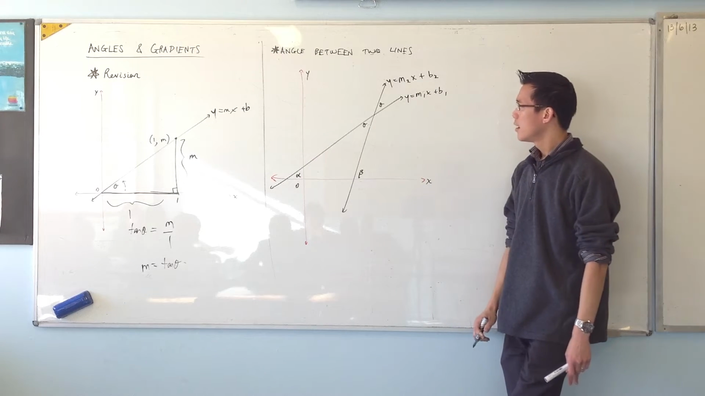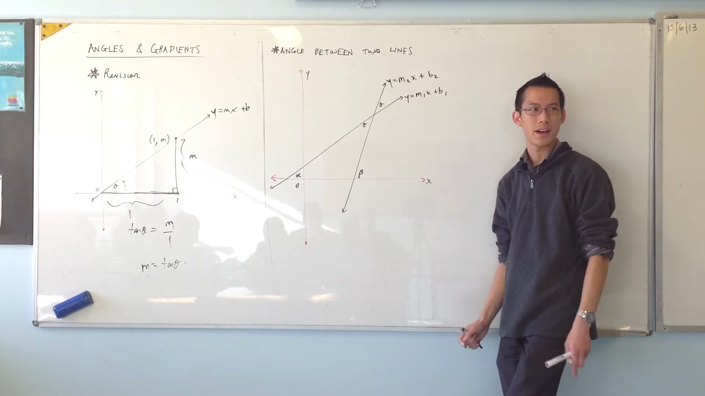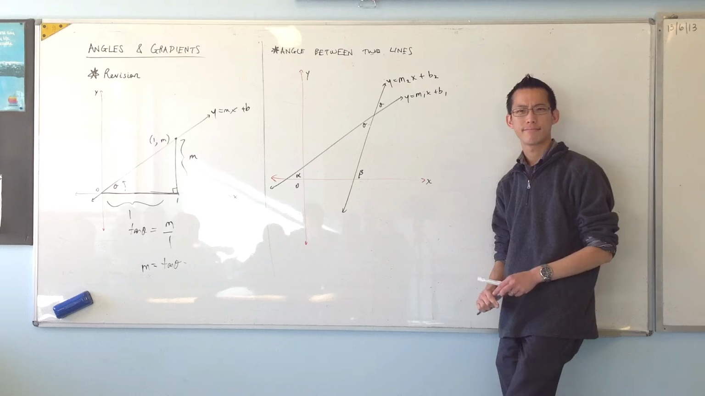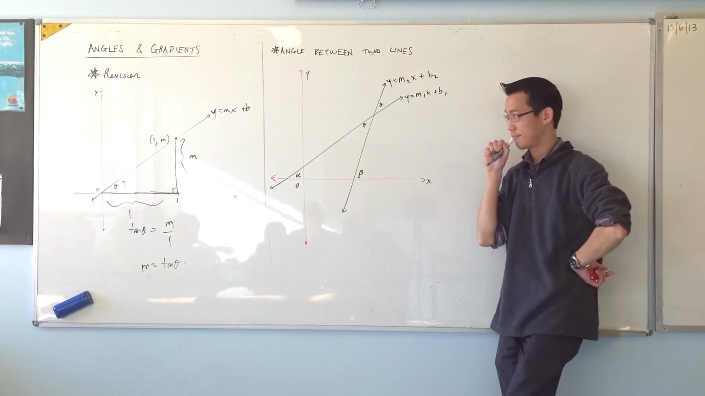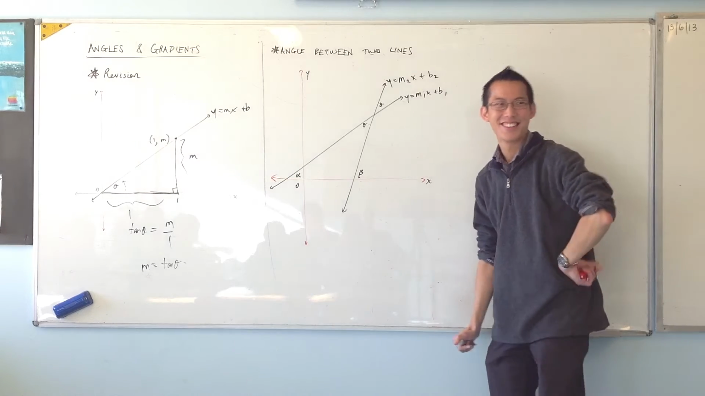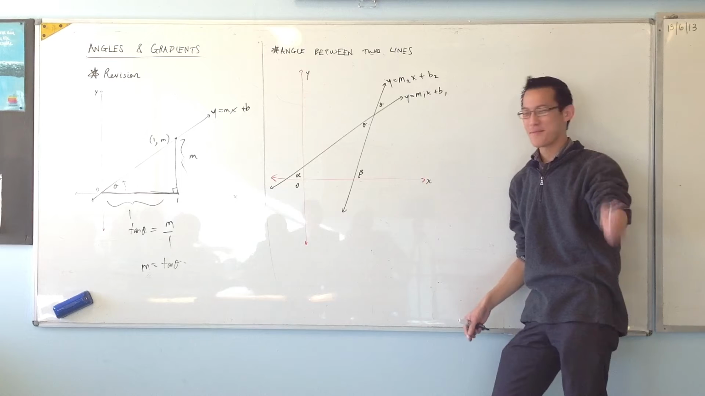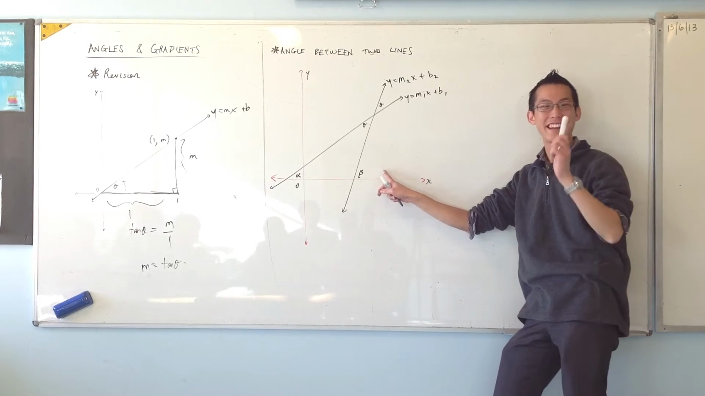Okay. So, how do I get theta in terms of alpha and beta? Well, what's the most direct way that relates those? The exterior angle. That's exactly right. If what you mean is the exterior angle of a triangle, then that is the right thing.